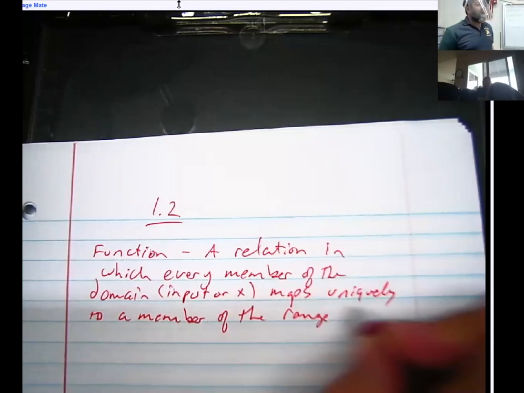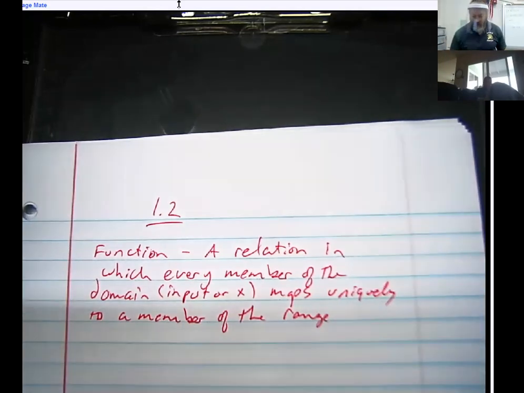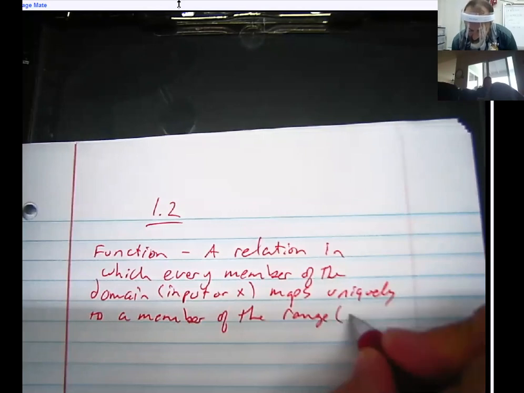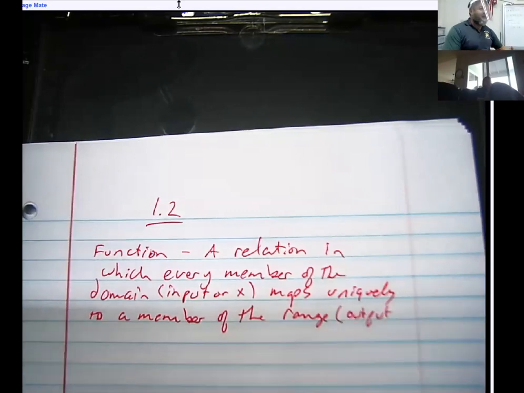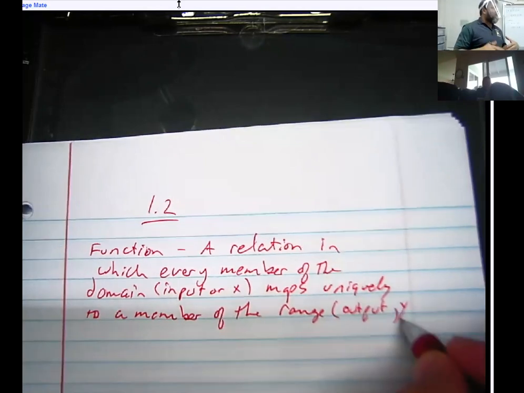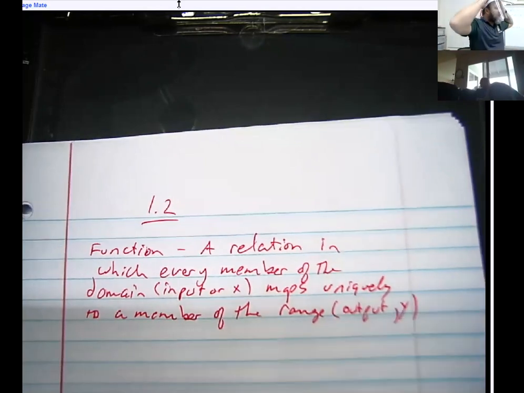So uniquely means when I do it, I can't get two answers. And the range is usually the output. Some people will call it the dependent variable. Usually you guys probably prefer to just call it flat out Y. Does that make sense? So it means for every X, there's only one.